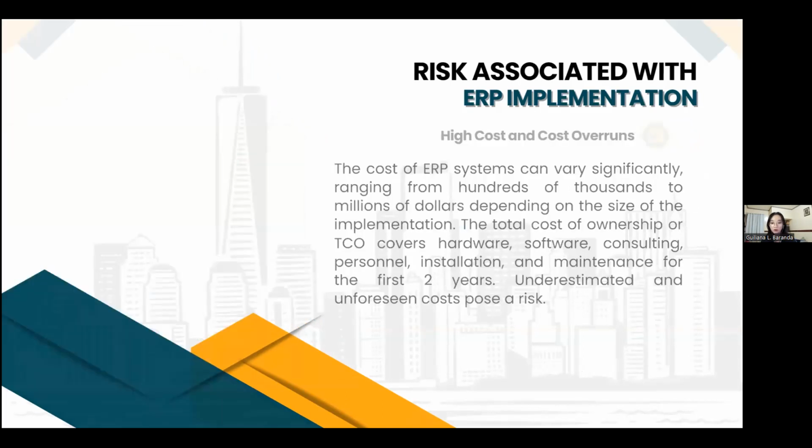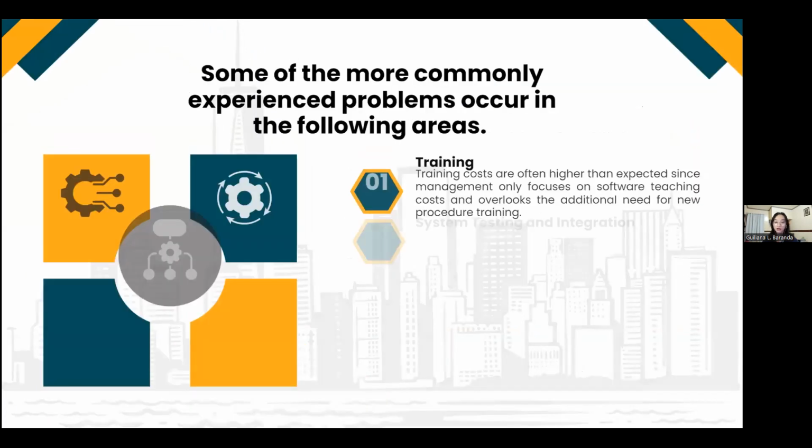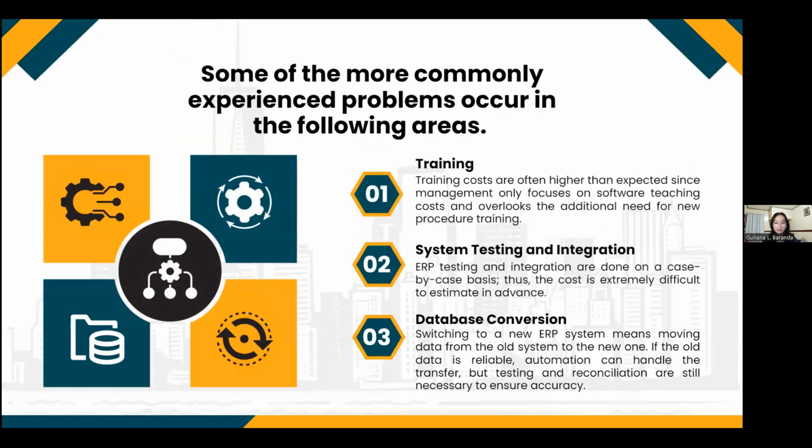So some of the more commonly experienced problems occur in the following areas: training, and system testing and integration. Training costs are often higher than expected because management only focuses on software training costs and overlooks the additional need for new procedure training. While ERP testing and integration are done on a case-to-case basis, therefore the cost is extremely difficult to estimate in advance. Next slide.